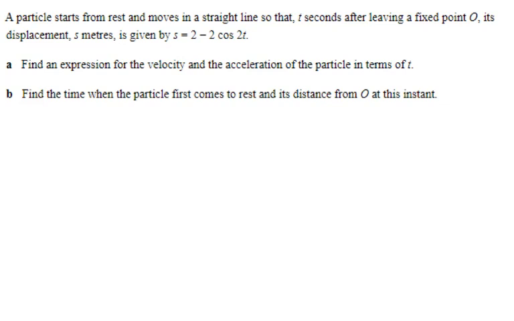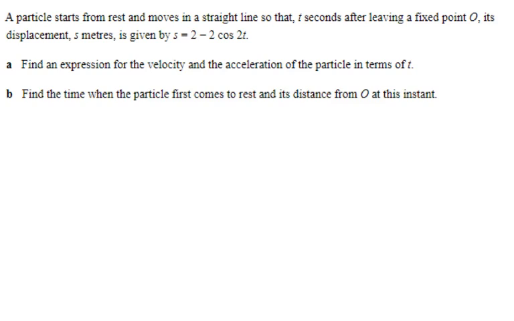For this question, you have a particle that starts from rest and then moves in a straight line so that t seconds after leaving a fixed point O, the displacement is given as s = 2 minus 2 cosine of 2t. So the first part is very simple, as they just want you to express the velocity and acceleration of the particle in terms of t.